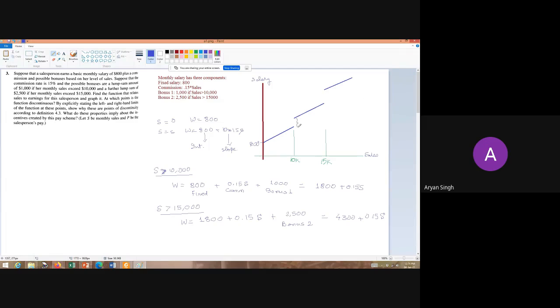Sir, the second line won't touch the 10K line, right? No. So what is actually happening? It's slightly to the right of 10,000. Now, what is this gap? It's the first bonus of 1,000. 10,000. And what is this gap? That's 2,500.